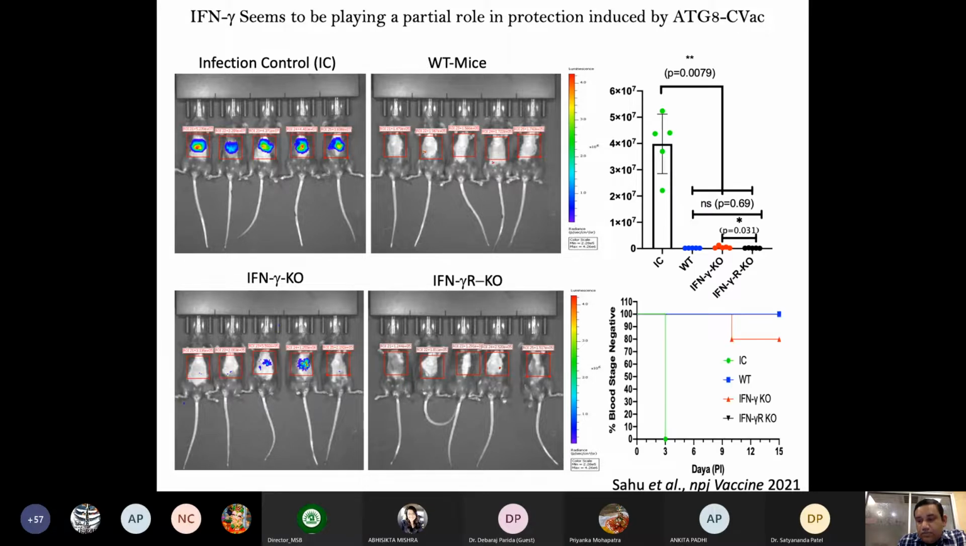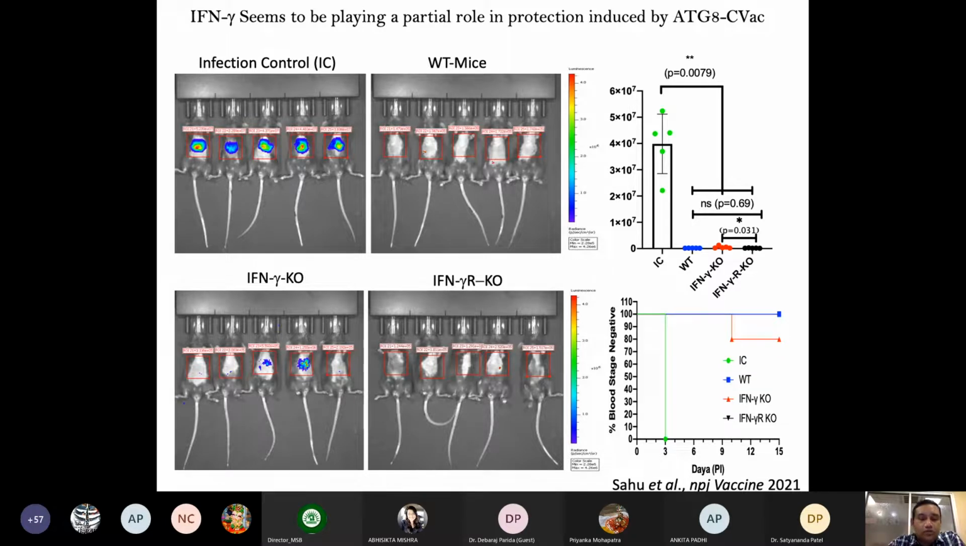And this is what I'm showing here. This is basically the parasite burden, as you can see in the infection control. This is just the graphical representation of what I was showing on the left side. And this is what you are seeing by blood smear, whether they're positive or negative. Here you can see that parasites are coming. These two mice are positive here because they got infected. So we can say that interferon gamma is not playing a significant or major role in this.